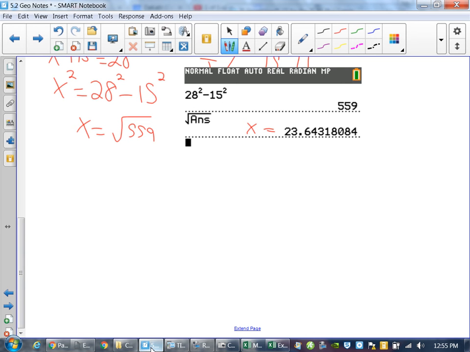The second one, okay? So when I'm looking at rounding to 2 decimal places, I always look at the third decimal. If it's a 5 or above, I would round up. If it's 4 or less, I'd leave it how it is. So my answer here would be 23.64 if I asked you to round to the nearest hundredth. Okay? We do this a lot in this section.